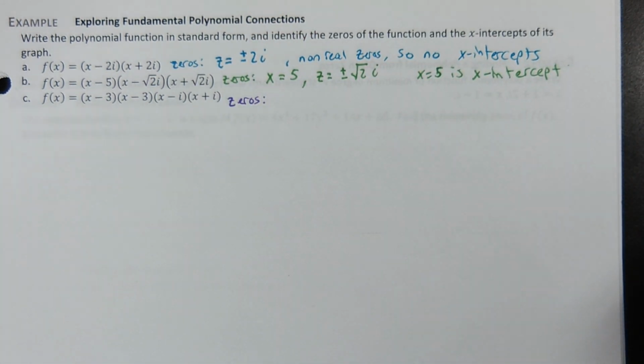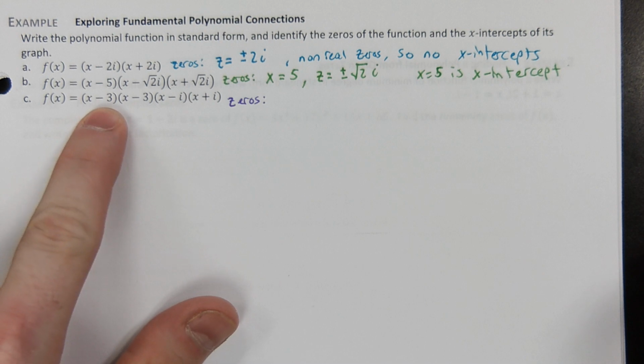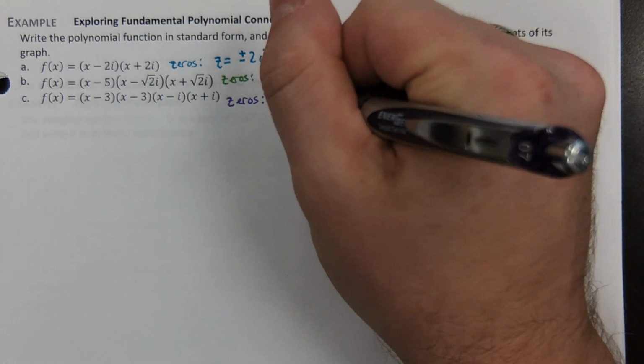There are 4 sets of parentheses. That means there are 4 solutions. That doesn't mean there's 4 different solutions. It means there's 4 solutions. The reason why is because one of them is a repeated solution. We have x equals 3 as a repeated solution.